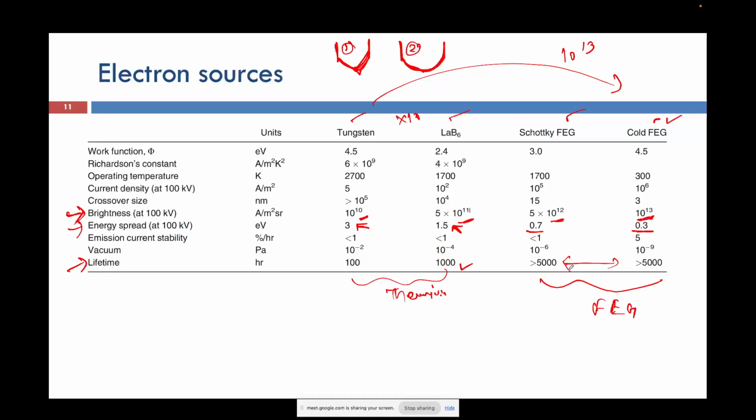But there is a disadvantage associated with the cold field emission gun also. Here you can operate at 10 to the power -2 to -4 Pascal, but for the field emission gun you have to go to ultra high vacuum. So here you can operate in high vacuum, but the field emission gun you cannot operate in high vacuum. You have to go to ultra high vacuum. Okay, so these are the different kinds of electron source.